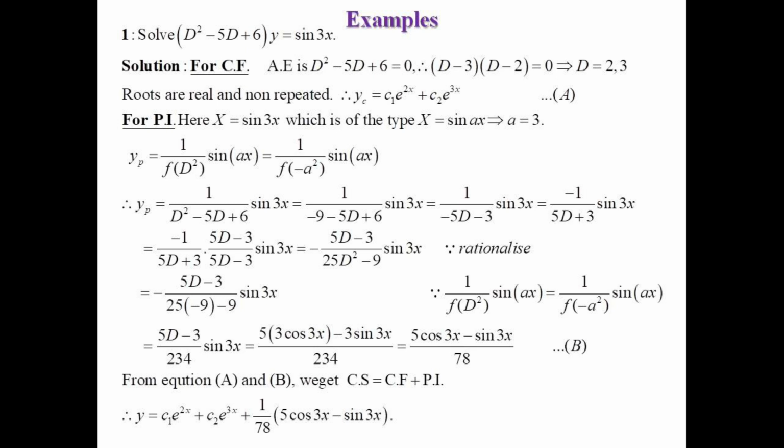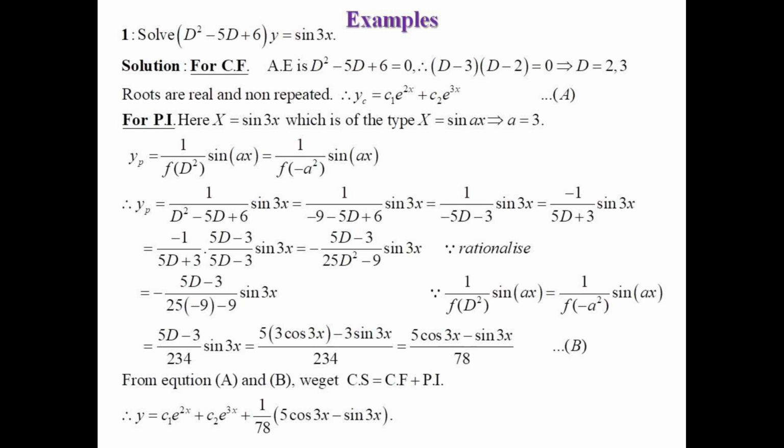So 5 into D sine of 3x, where D stands for the derivative with respect to x. The derivative of sine of 3x is 3 times cos of 3x, minus 3 into sine of 3x as it is. Once again if we simplify this term, dividing by 3, we get the final answer for the particular integral as 5 cos of 3x minus sine of 3x upon 78. So this is the value of the particular integral. In this way we find the complementary function and the particular integral.